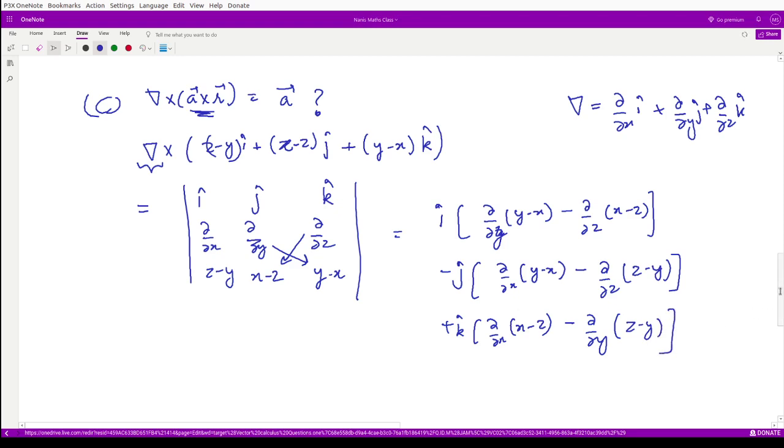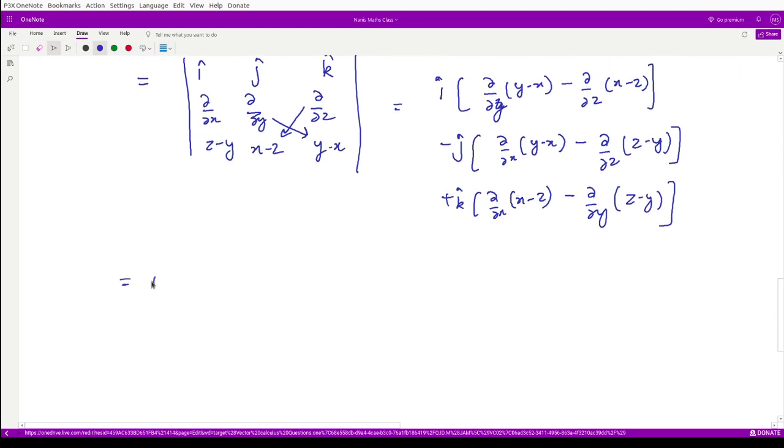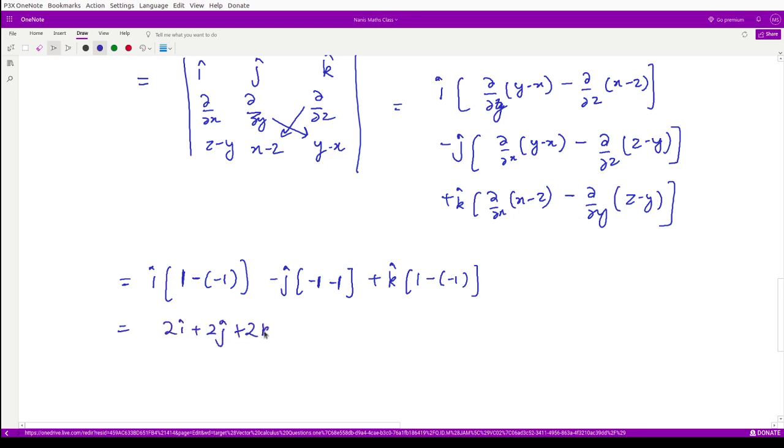So let's solve this. When you solve this, you have i cap, here it is 1 minus of minus 1. Then minus j cap, it is minus 1 minus 1, right? And plus k cap, it is 1 minus minus 1. So basically you have 2 i cap plus 2 j cap plus 2 k cap, or you can write this as 2 times i cap plus j cap plus k cap. And what is this? This is your vector A. So you obtain 2 times your vector A.